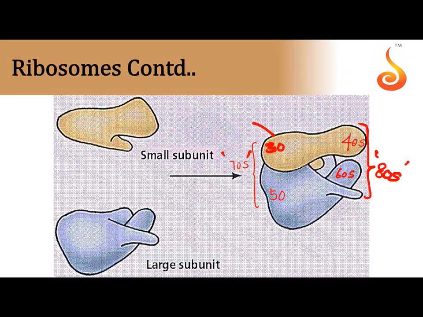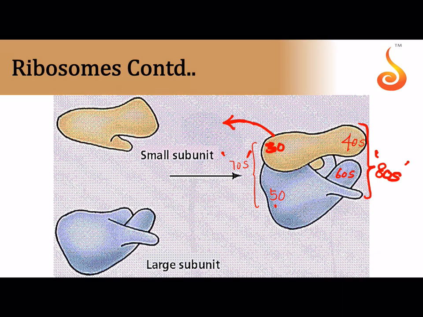I had also told you that the 30S subunit has 21 different proteins, the 50S subunit has 34 different types of proteins, the 40S subunit has 21 different types of proteins that we saw, and then the 60S subunit has about 40 different types of proteins that we had discussed, isn't it? So basically you have to remember these proteins.